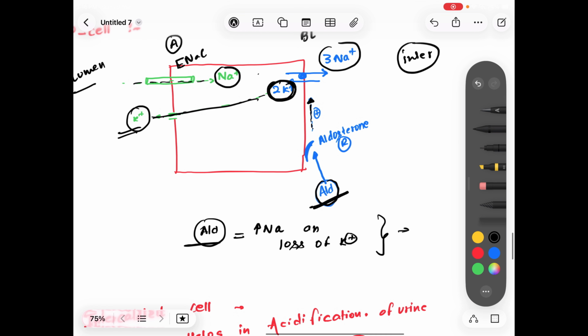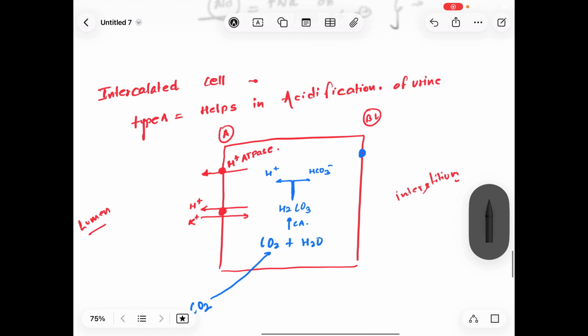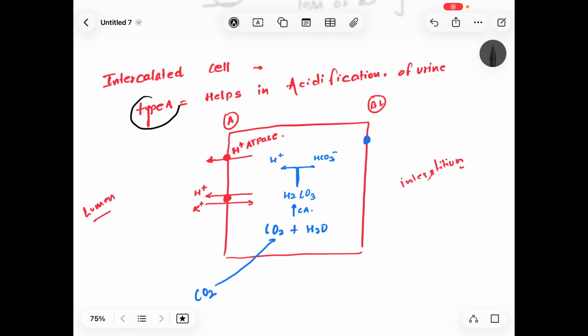Now coming to the intercalated cell. We have two types of intercalated cell. First one is type A, which actually helps in acidification of the urine. Actually, the type A and type B have opposite functions, so the transporters are located just opposite. We'll discuss in detail. So coming to the intercalated cell type A, which helps in acidification of the urine.